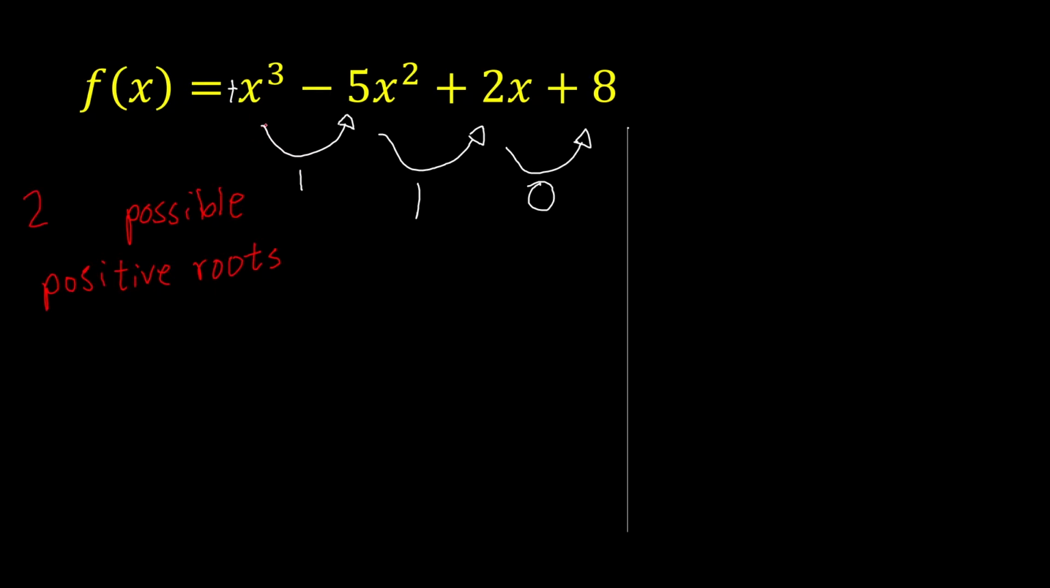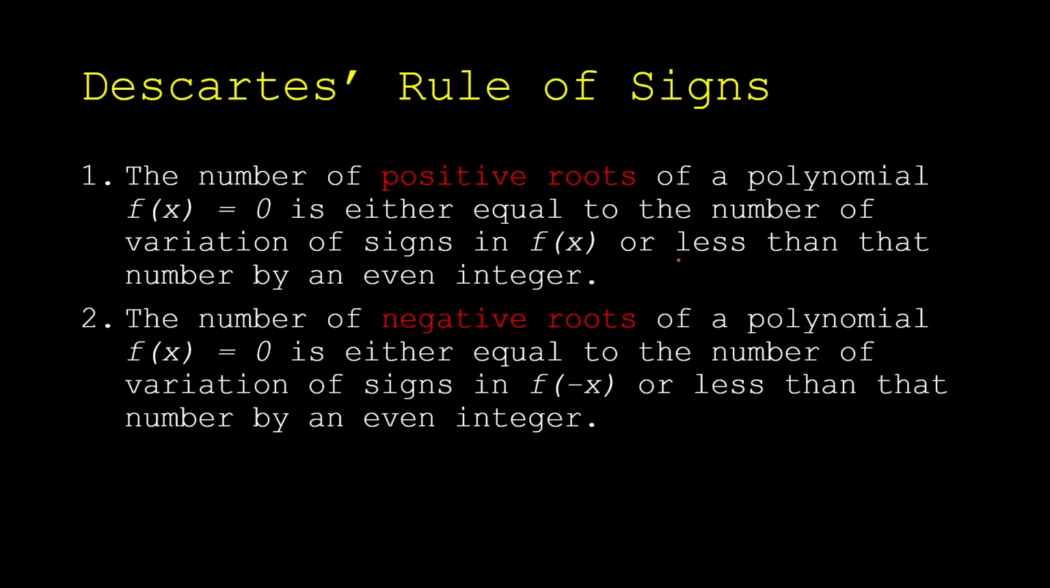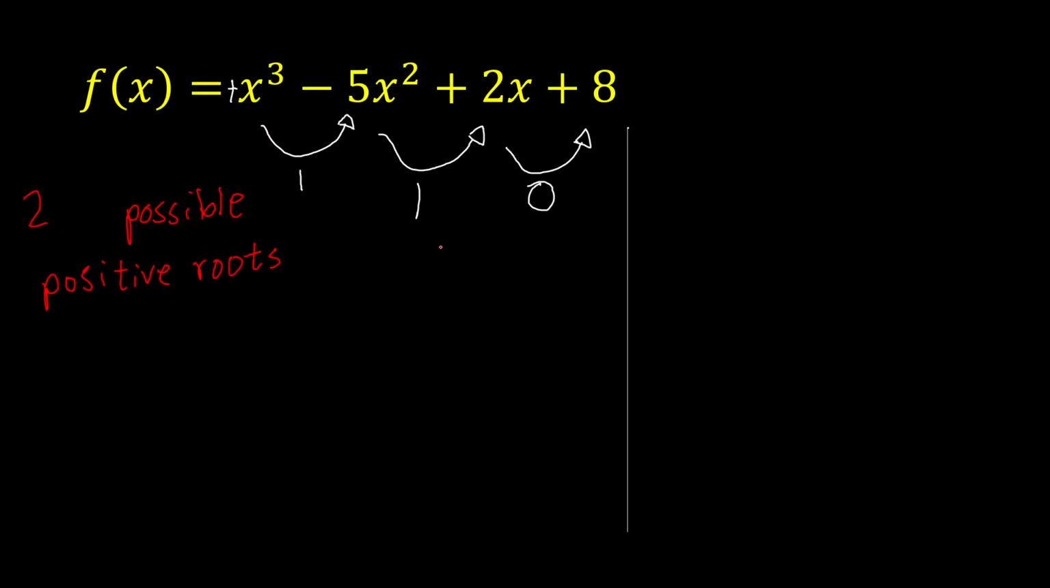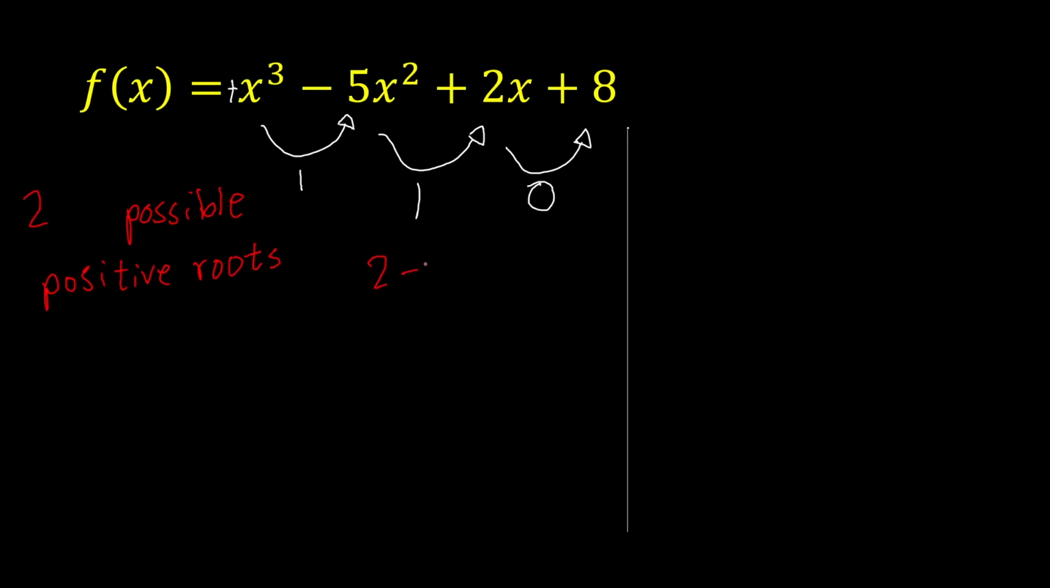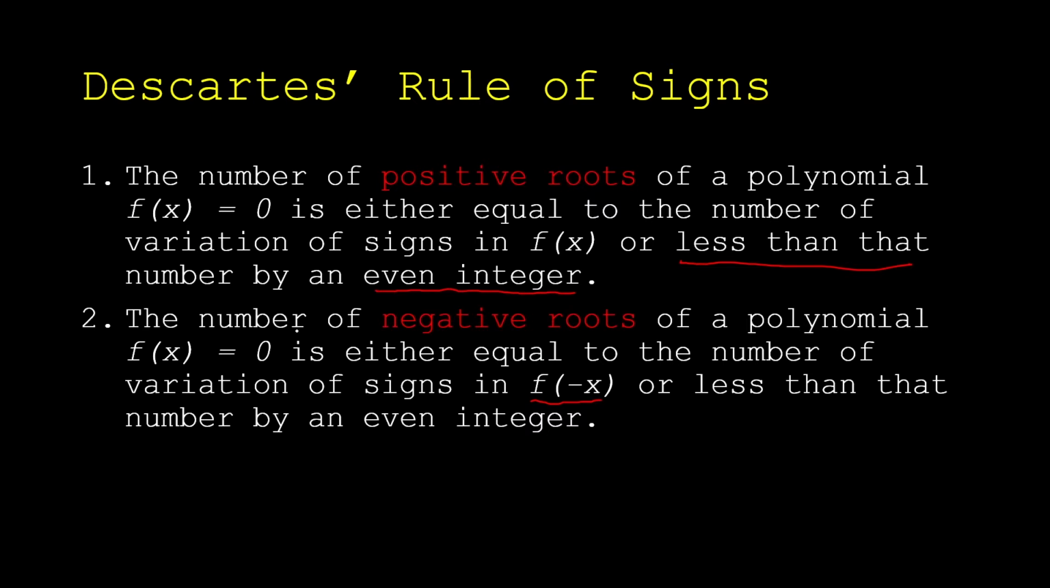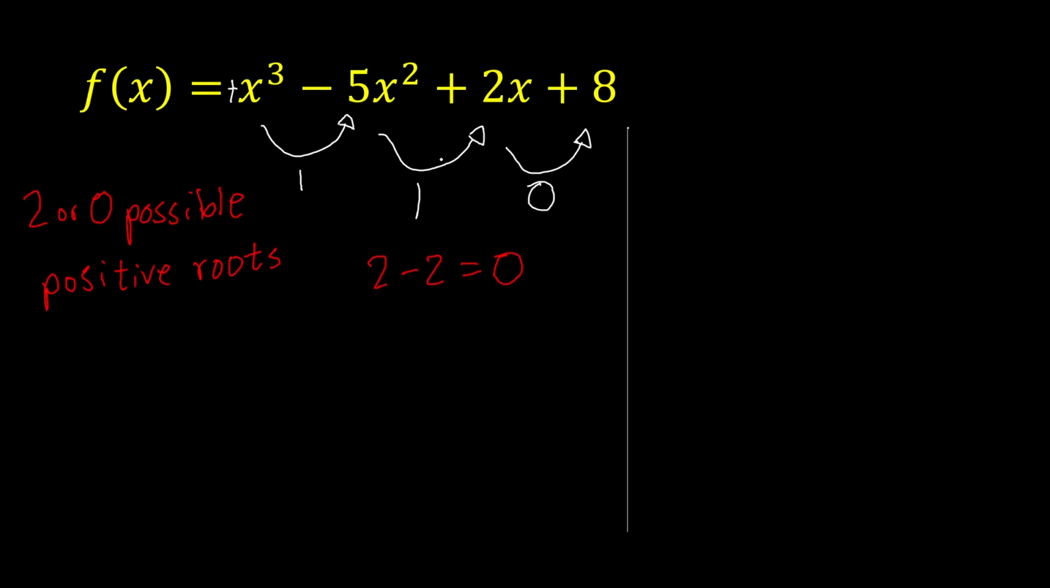But this is still not yet the case. Remember that it is less than that number by an even integer. So that means we have to subtract 2 from our possible positive roots since 2 is an even integer. So what is 2 minus 2? It's 0. So we also place here 2 or 0 possible positive roots. Okay, so we are not done just yet. We still have to find the number of negative roots of this polynomial function.